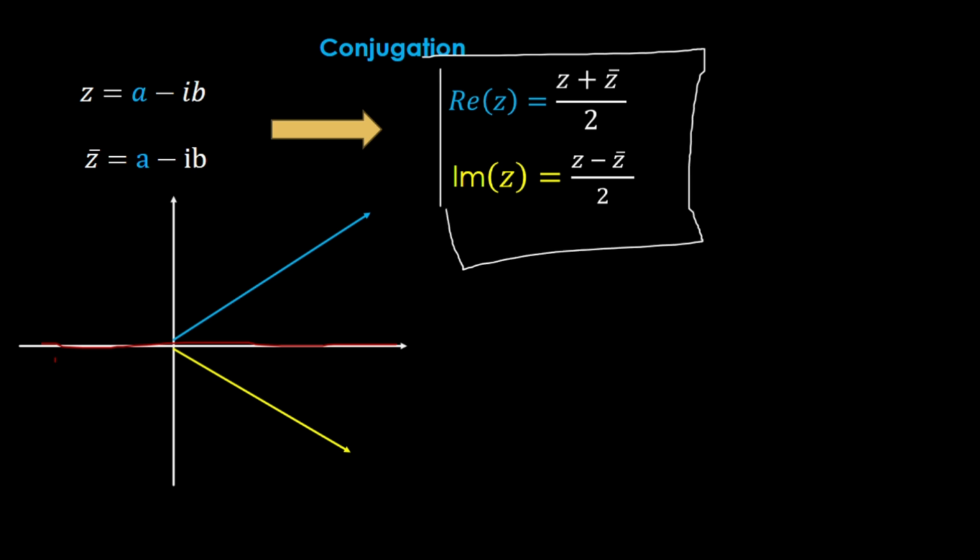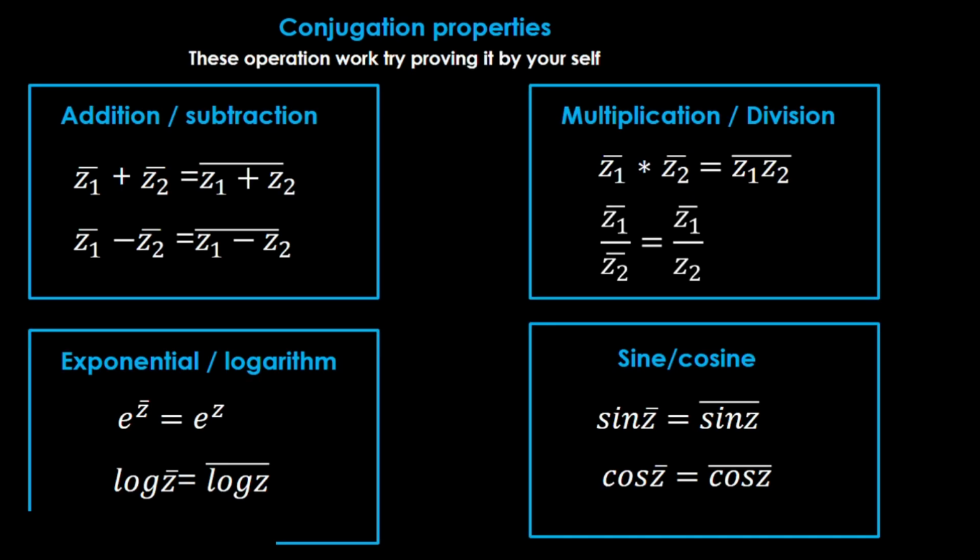Let's then move to a brief recap about this conjugation. The conjugation properties: this operation works. Try proving it by yourself. In addition, you have z1 plus z2 bar is equal to z1 bar plus z2 bar, and in subtraction you have z1 minus z2 bar is equal to z1 bar minus z2 bar. Those are the basic principles.